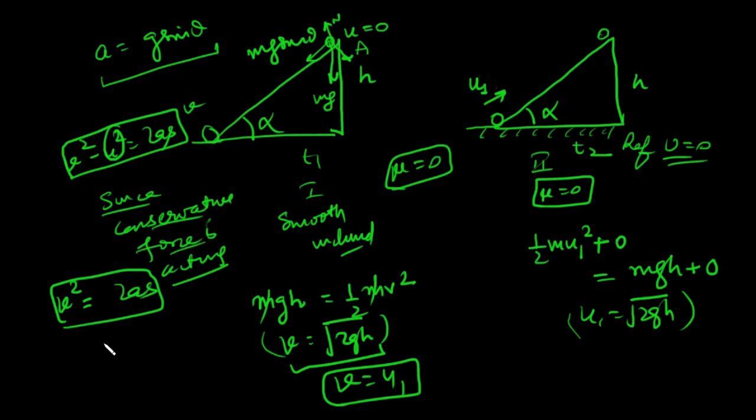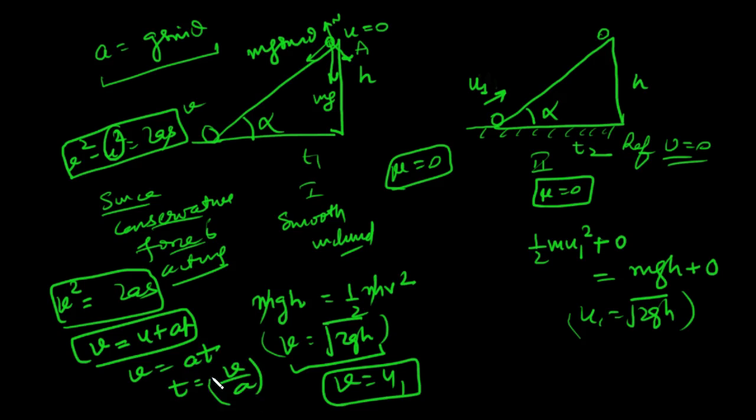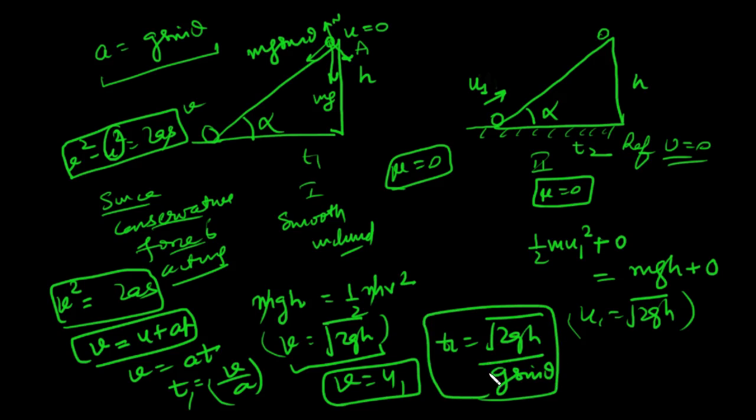Alright. Now what would be the time taken? We can also use v equal to u plus at. This was the first equation of motion, if you remember. U is 0, so v equal to a times t. So t is v by a. So what is v? V here was root 2gh, right? So t1 would be equal to root 2gh divided by g sine theta. Alright. Okay, we have t1 over here.